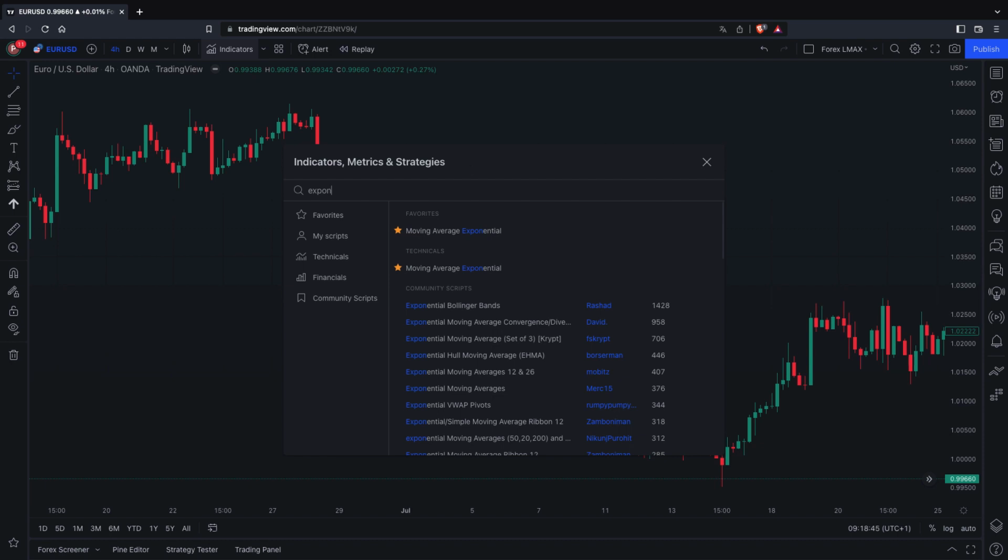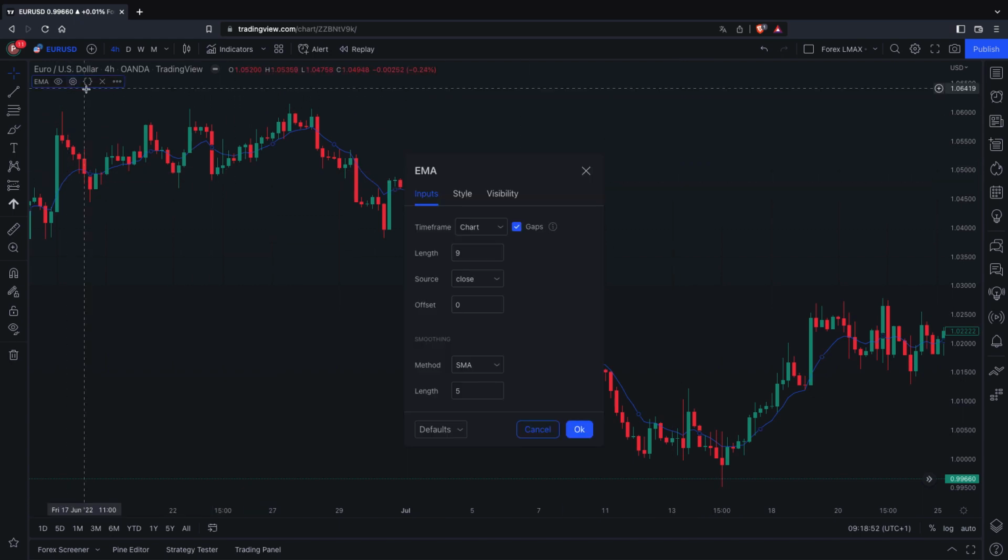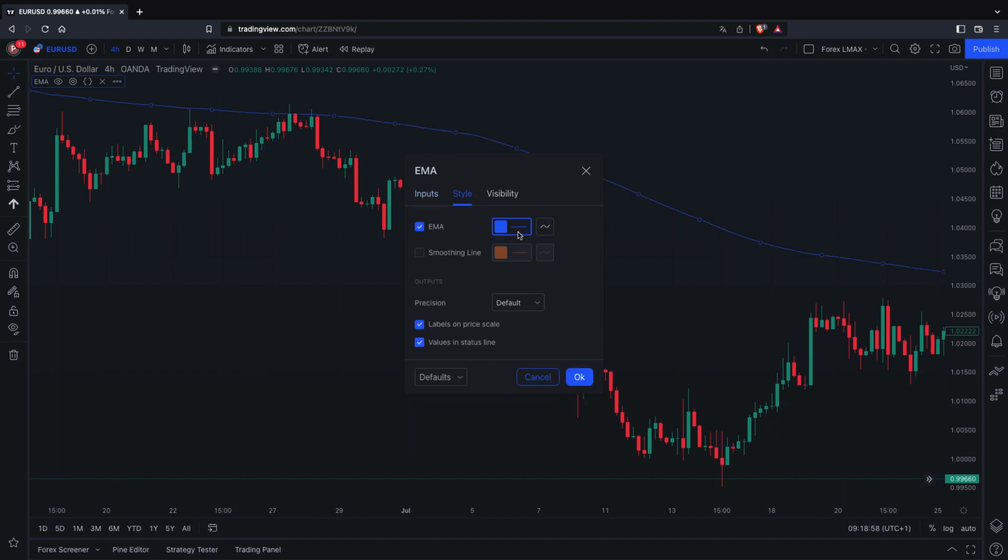200 period exponential moving average tells us which is the long-term trend. If price is above the 200 period EMA, the trend is bullish, and if price is below, the trend is bearish. We only trade in the direction of this EMA.